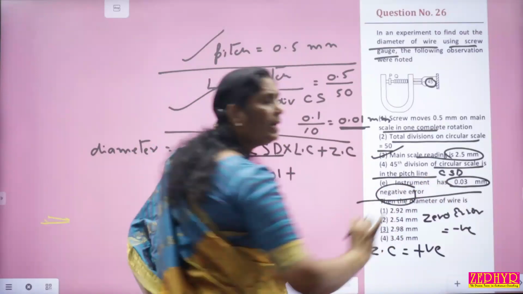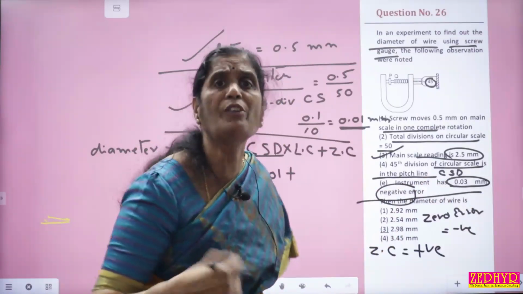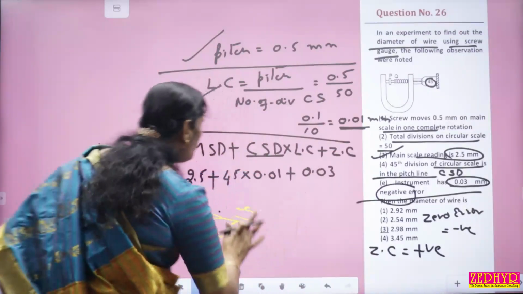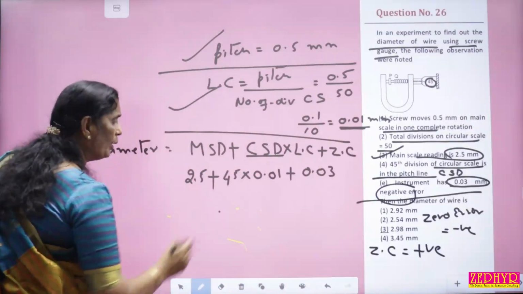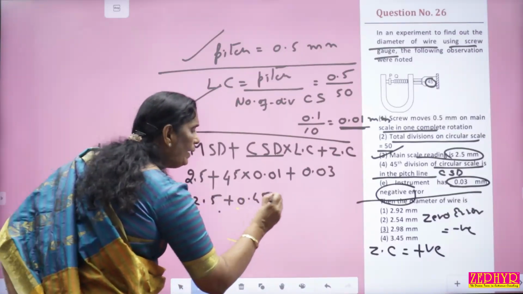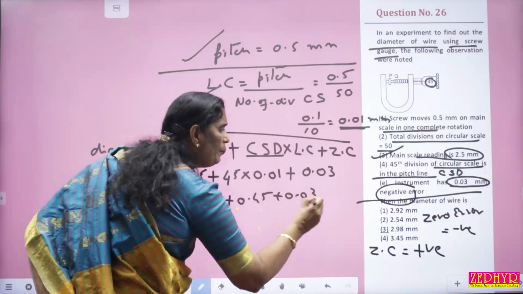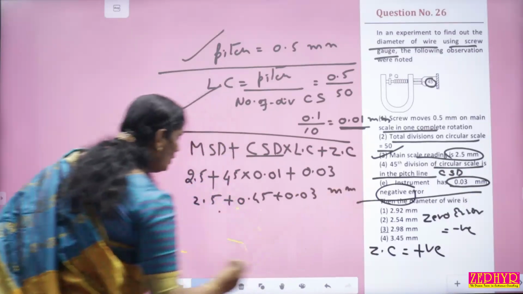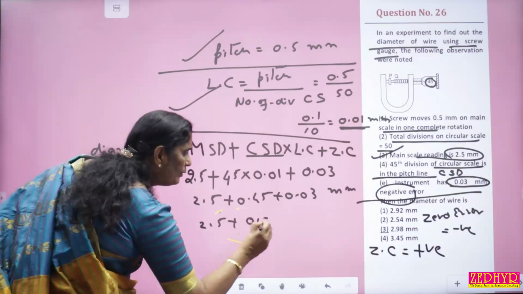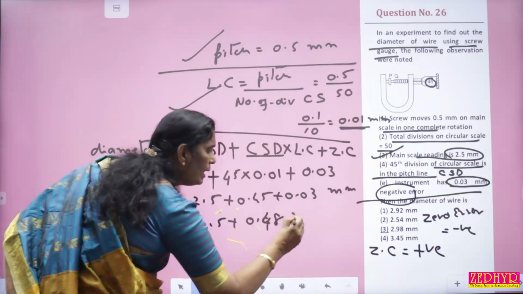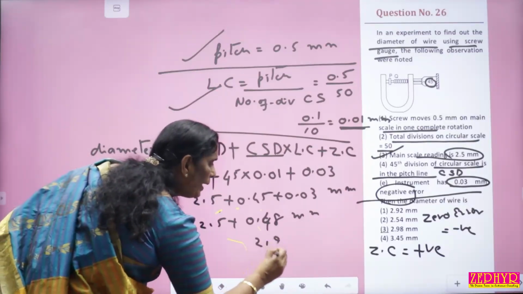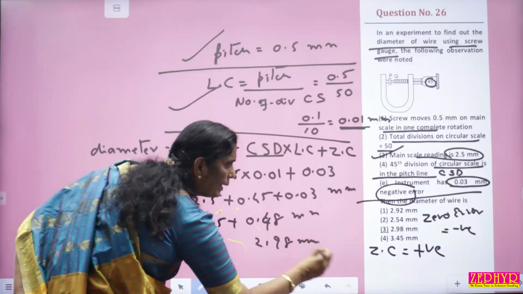How much? Directly they have given. We need not find that out, though sometimes we will find out that value also. It is 0.03 millimeter. So all are in millimeter, be careful. So it will be 2.5 plus 0.45 plus 0.03 millimeter. That will be equal to 2.5 plus 0.48 millimeter, which equals 2.98 millimeter.